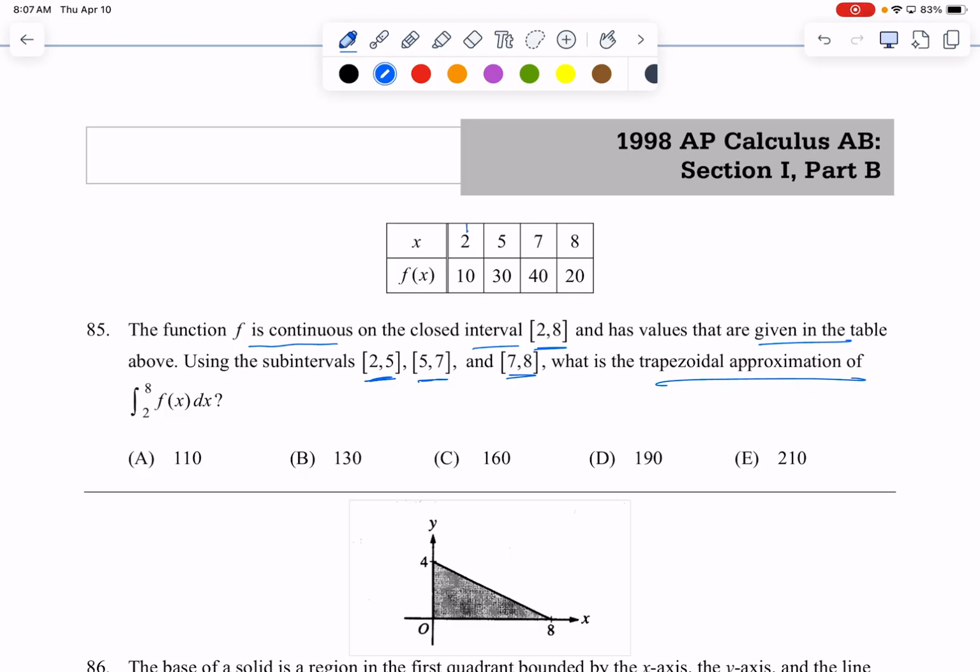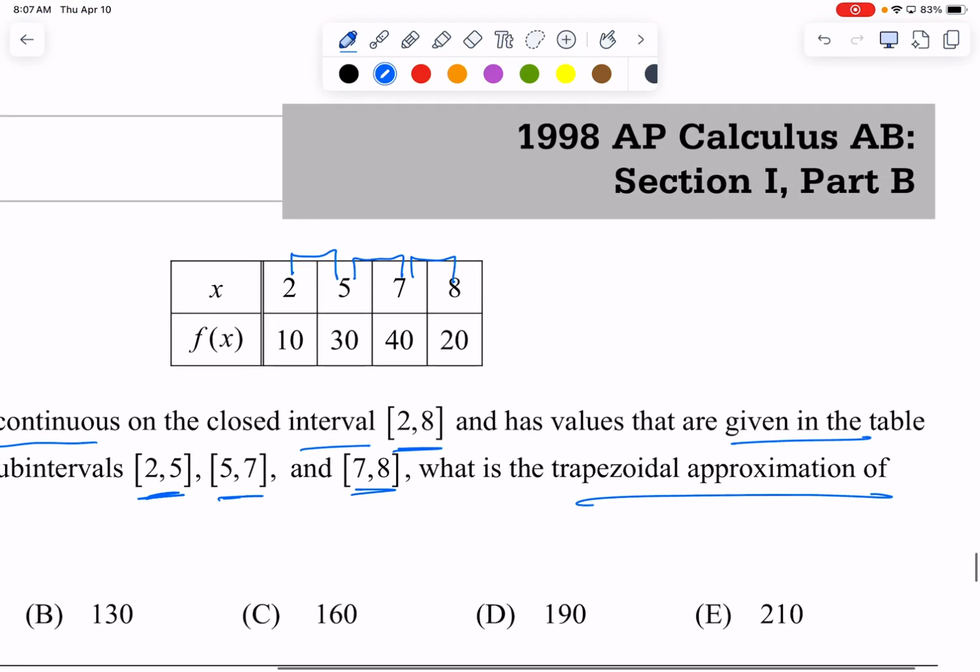They said go from 2 to 5. There's your first trap. 5 to 7 is your next trap. And 7 to 8 is your third trap. Now, some people have a hard time seeing this, so they're like, Mr. Morris, can I draw it so I can see the traps? If you feel like you need to, I guess.